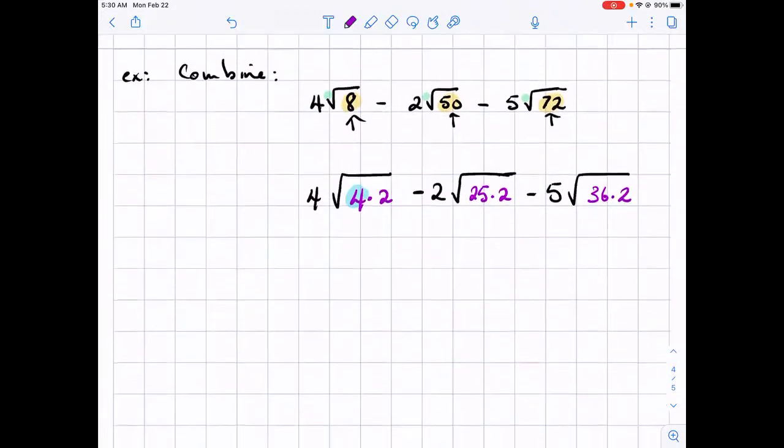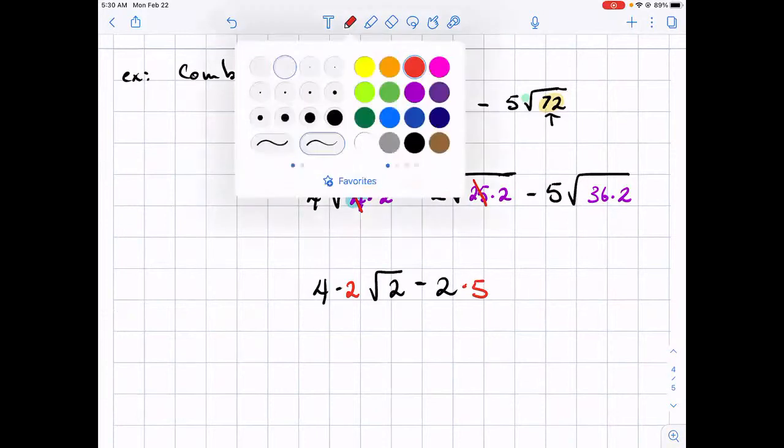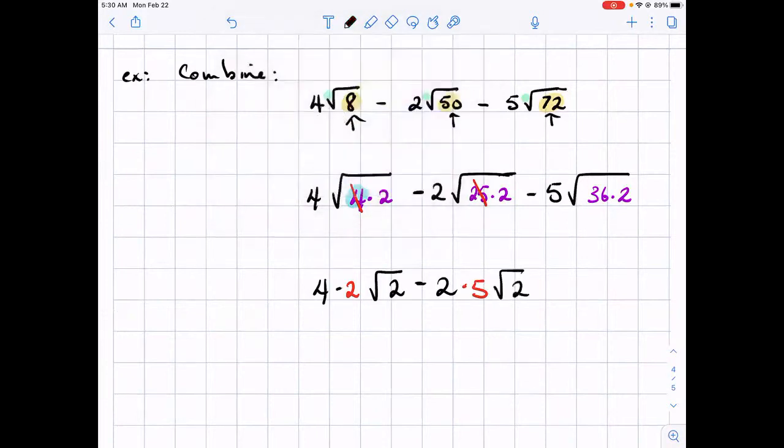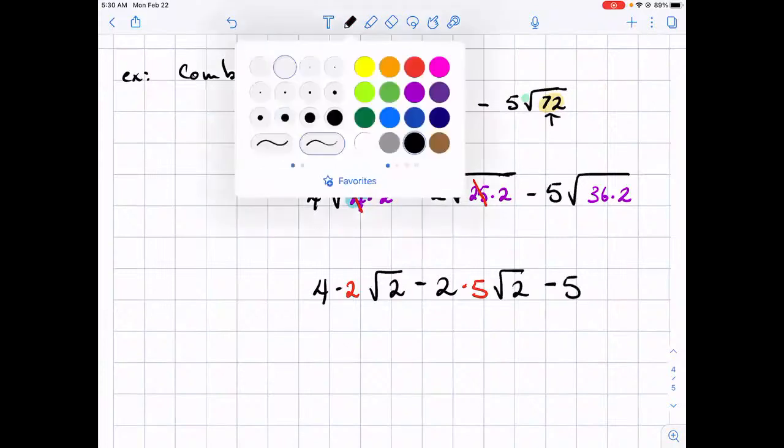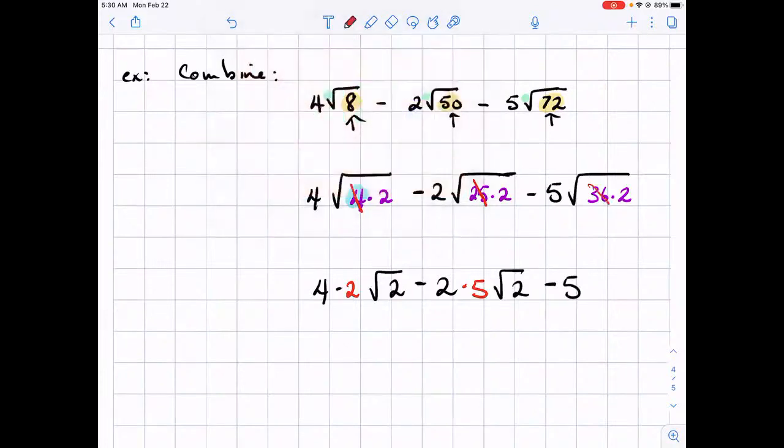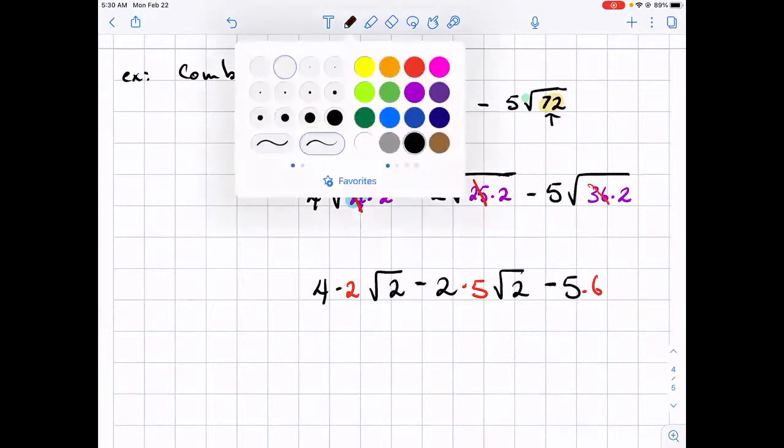So now the 4 from the first term will be extracted out. So we have 4 times this 4 here, the square root of 4, when you take it out, becomes 2. So you're left with root 2. Minus 2, this 25 here, when you take the square root out, becomes 5. And what is left is root 2. Minus 5, this 36, when you take it out, becomes times 6. And what is left is root 2.